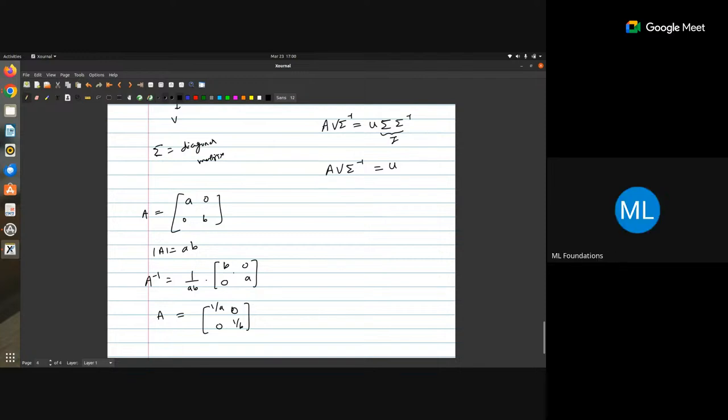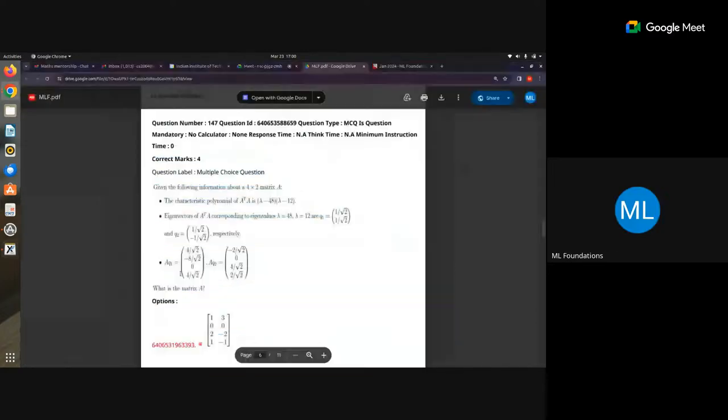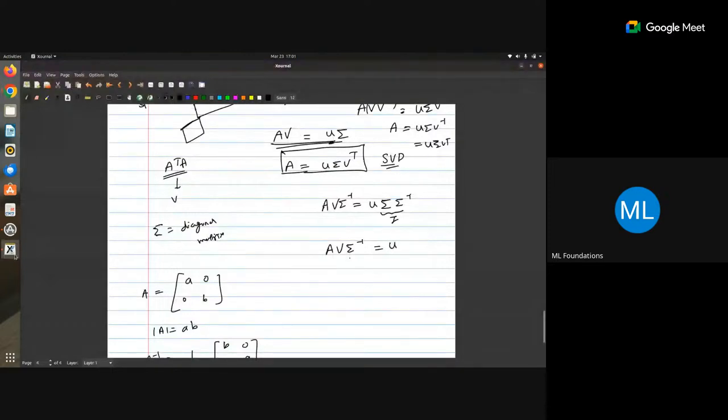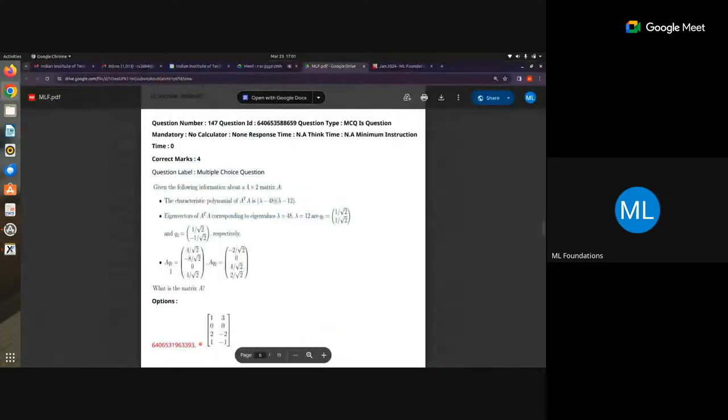So that means what you can understand is the sigma inverse matrix will be a diagonal matrix. The only thing is the diagonal entries will be reciprocal. Reciprocal of it, right? Okay. Yes. So AQ1 and AQ2 will form one matrix, right? Yes. And that is which matrix? AV matrix. Yes, basically V is Q1 and Q2, right? So multiplying A with Q1 and Q2, it will give me AV.